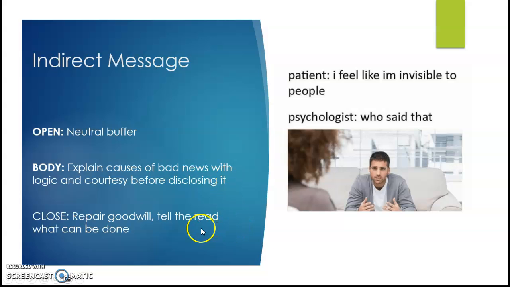And then the close is repairing or restoring goodwill and explaining to the reader what we can do. What other options are available? What alternate choices does this person have? Because again, when we're reading a document, the only thing we care about is what's in it for me. So the indirect strategy embraces that.